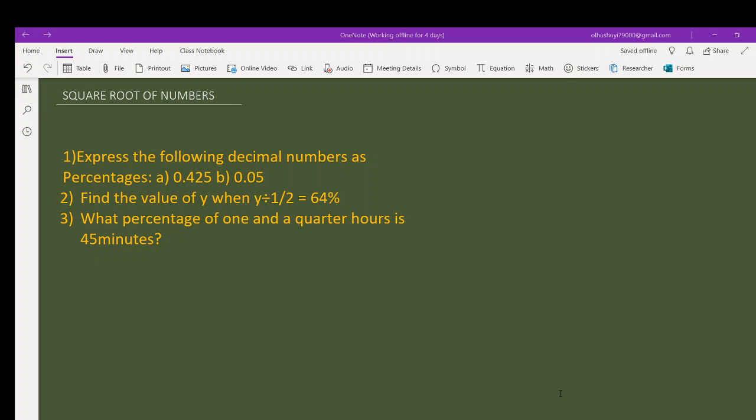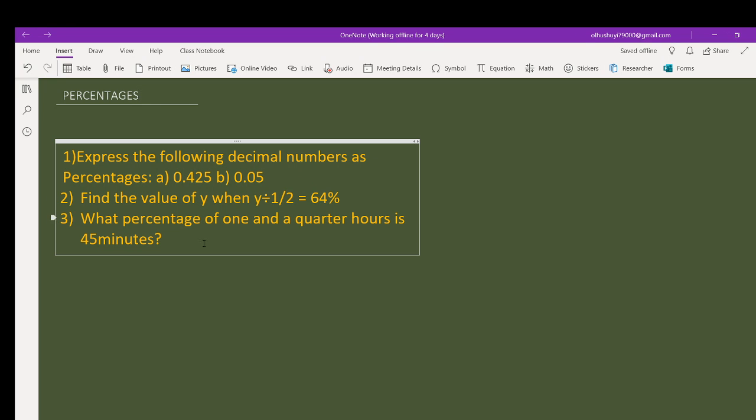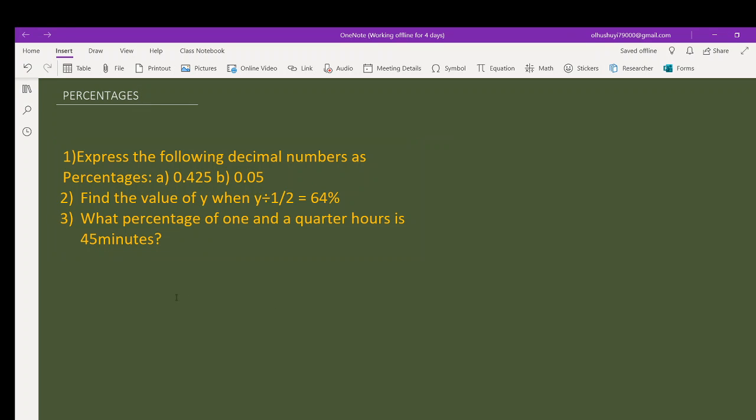Today we talk about square root of numbers. We spoke about square root of numbers initially. So now we'll be going into percentages. And under these percentages, we'll be treating a couple of questions, which are these.